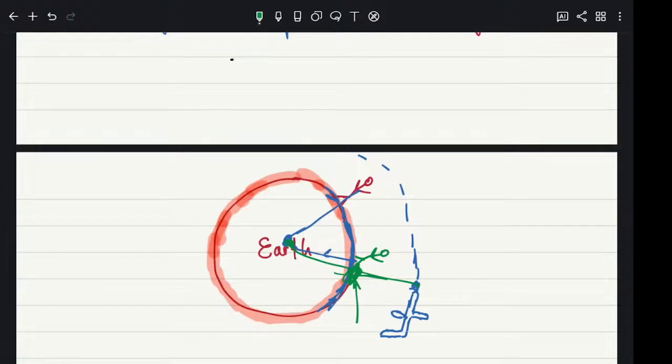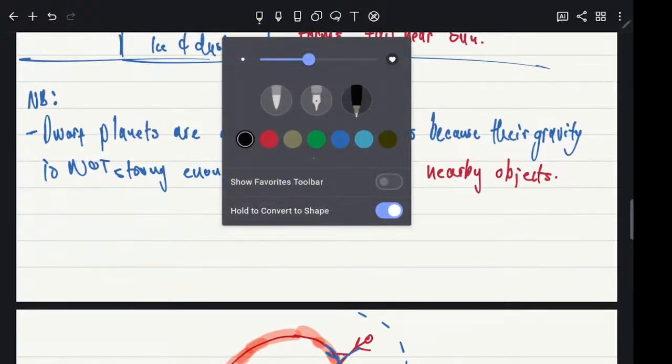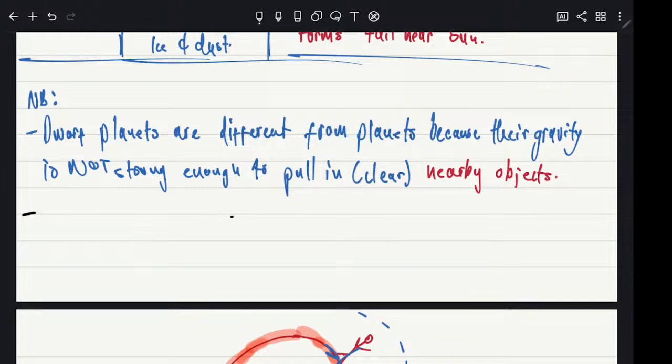But when we say we have a dwarf planet, it can't do this. Dwarf planets will not pull you so that you fall on them. You only fall onto planets themselves. Are we together?